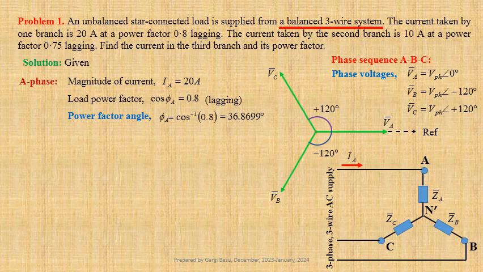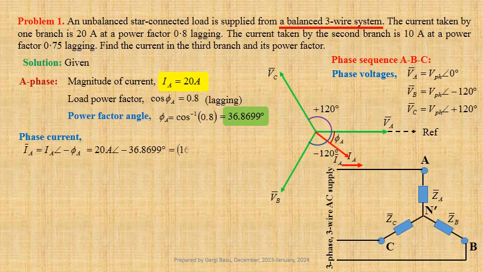Here phase current IA lags phase voltage VA by an angle phi A. Therefore, in complex form, phase current IA equals IA at an angle minus phi A, that is equal to 20 ampere at an angle minus 36.8699 degree. In Cartesian form, this may be written as 16 minus j times 12 ampere.